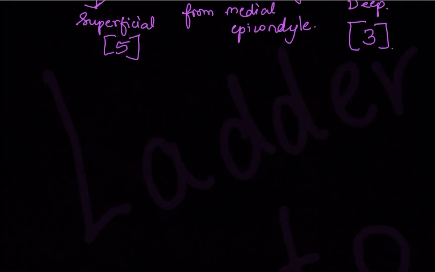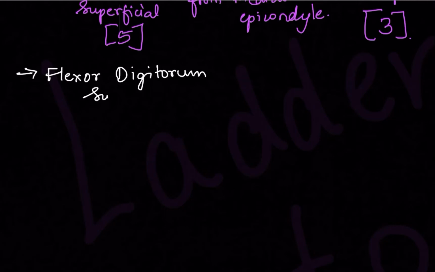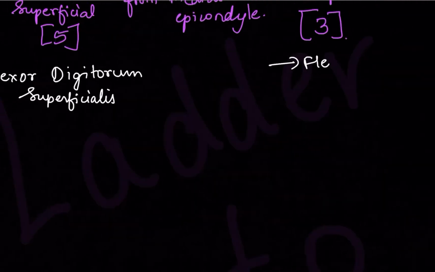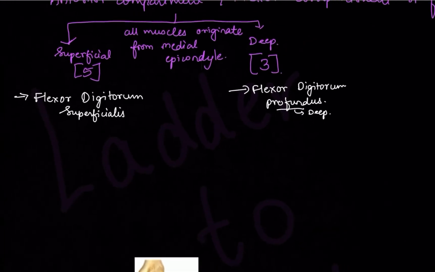Okay. Let's first do the superficial. You have to remember one thing, that we are doing flexor, right? So the muscle will also be called flexor. Now it is called flexor digitorum superficialis. And in the deep it will be flexor digitorum profundus. Superficialis means superficial, profundus means deep. Okay. Remember this muscle. Digitorum is basically fingers, going from your elbow joint to your fingers. Okay. Digits means fingers.